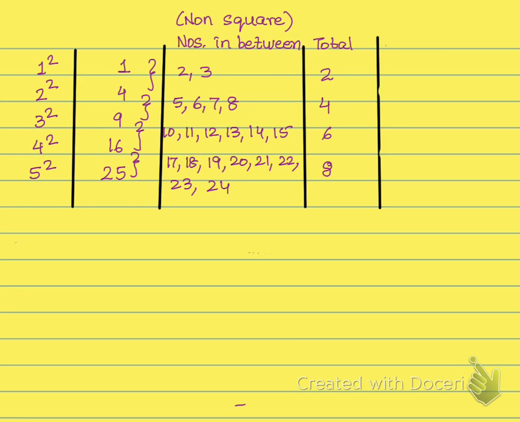Let's see how many non-square numbers are there between two square numbers. Here again, to make things easy, I've tabulated them. So I've got 1 square, 2 square, 3 square, 4 square, 5 square. Now 1 square is 1, 2 square 4, 3 square 9, 4 square 16, 5 square 25. What are the non-square numbers, that means which are not a perfect square, between 1 and 4? Yes, of course, 2 and 3. So 1, 2, 3, 4.